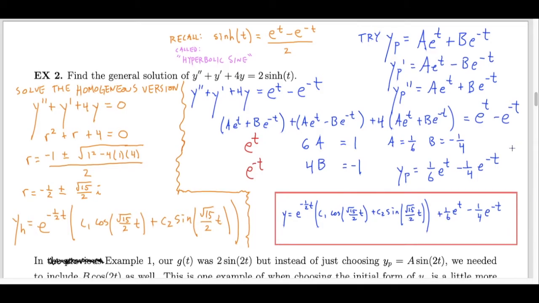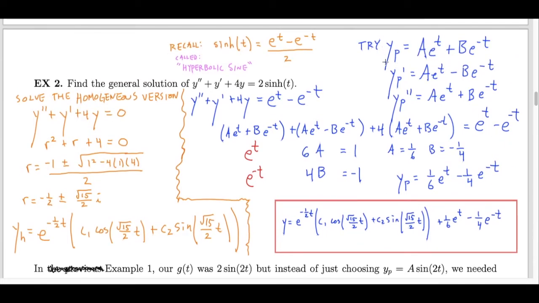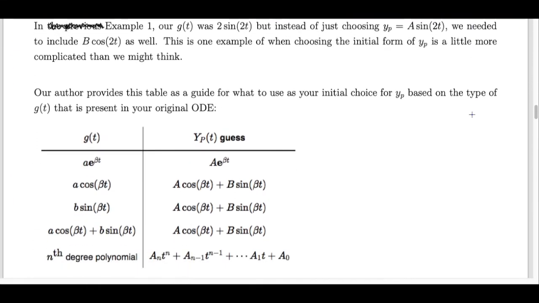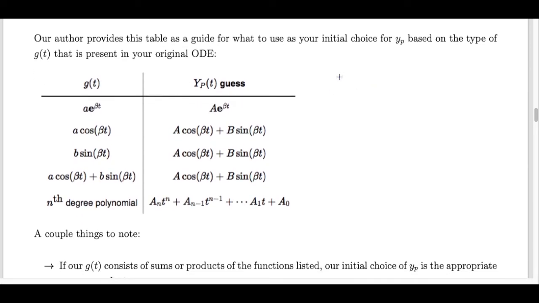On the remainder of this page, I give some more detail about this step in which we choose our y sub p. We've seen a couple of examples of this, but just to summarize and provide some general guidance, I've borrowed a table straight from our textbook, and in this table it gives a general form of some g of t functions and then the corresponding y sub p that you would select. As we saw in the previous example, if your g of t is an exponential, then you would select your y sub p to be essentially the same exponential.